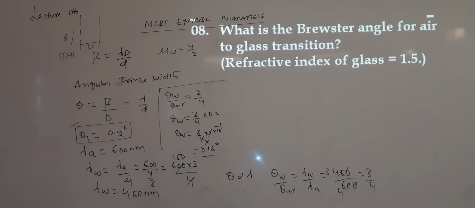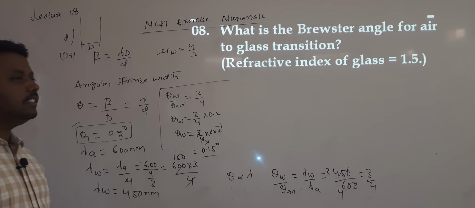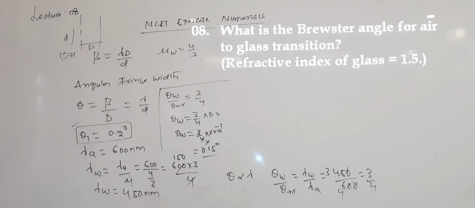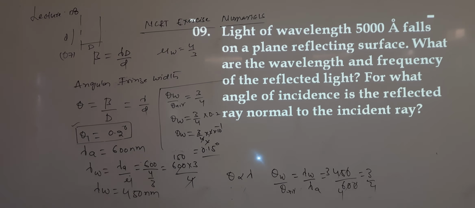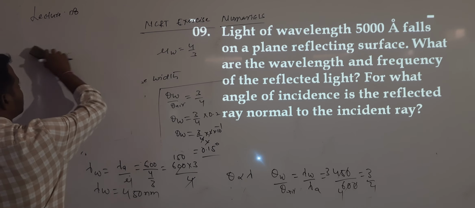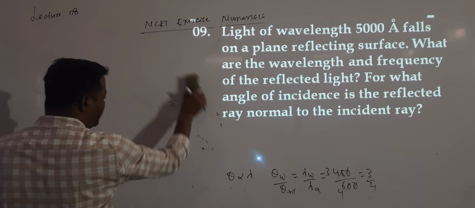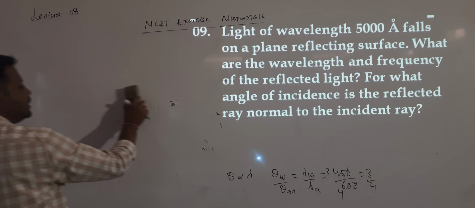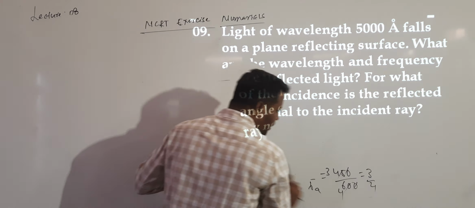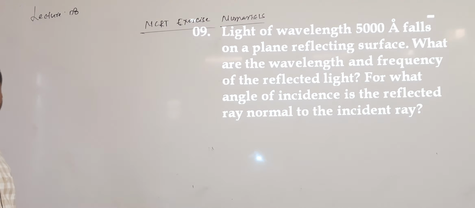Next, this is a question based on polarization. So what is the Brewster's angle? Polarization is deleted. That's why this question is not discussed. So question number 9. So the last 2 more questions, 9 and 10. Okay, Nara? So simple questions. If the concept is understood properly, then doing NCERT problems will be very, very easy.